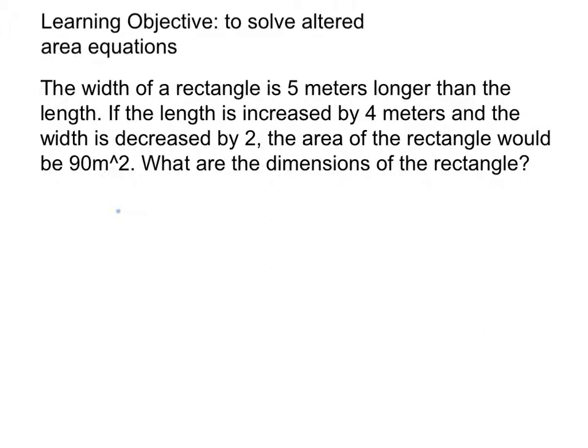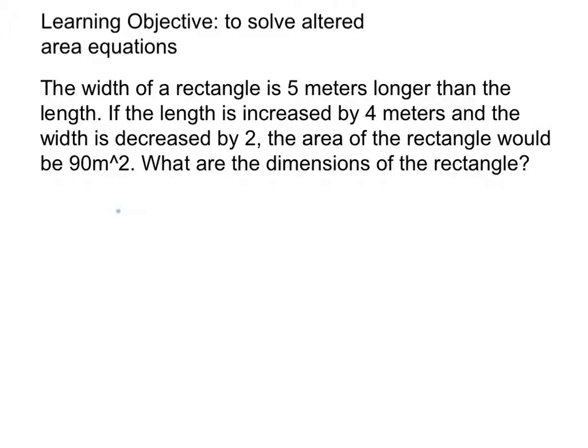Hello, the learning objective for today's video is to solve alternate area equations, this time using the quadratic formula. So in our question here, it says the width of a rectangle is 5 meters longer than the length. If the length is increased by 4 meters and the width is decreased by 2, the area of the rectangle would be 90 meters squared. What are the dimensions of the rectangle?